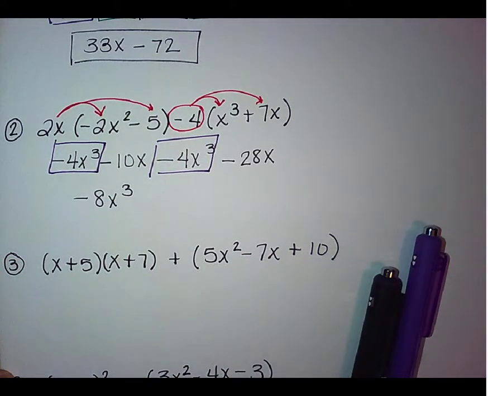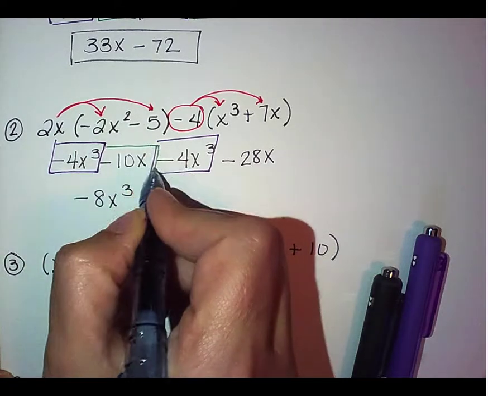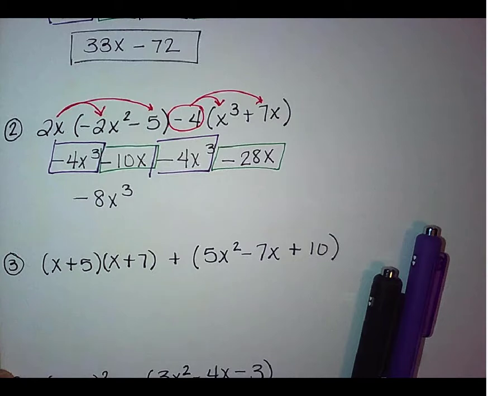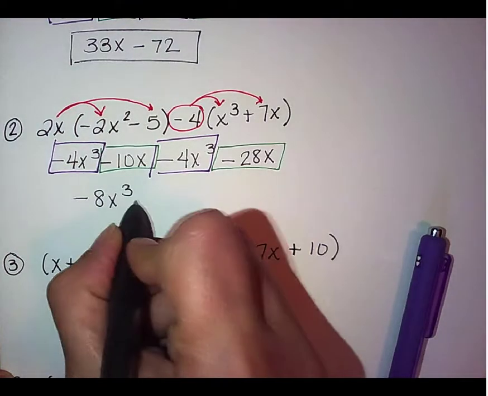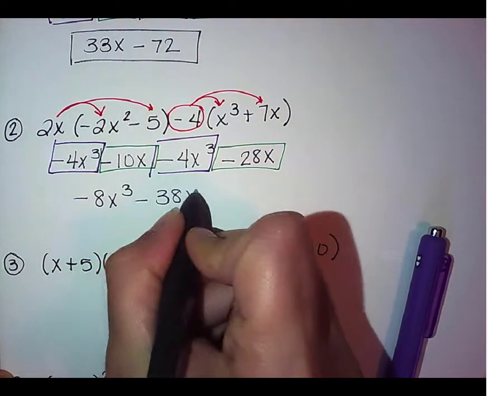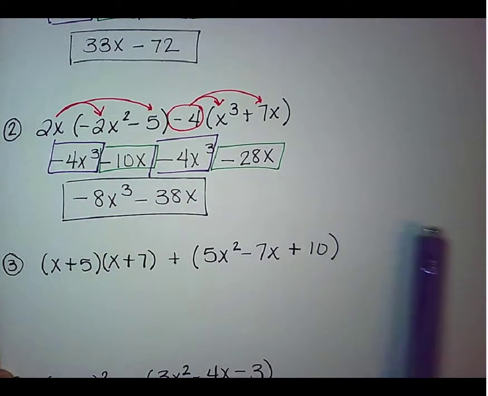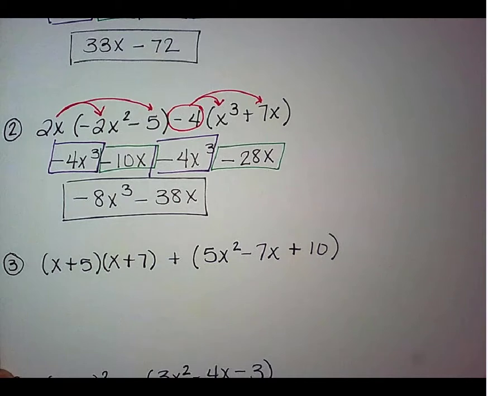Our next set of like terms comes with our x's here. We've got negative 10x and negative 28x. Again, those are both negative, so we're going to add them and get negative 38x. And so our answer for this one would be negative 8x cubed minus 38x.